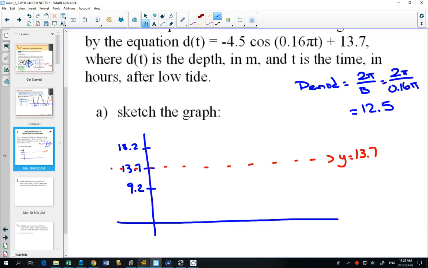So we can mark one period somewhere along our x-axis and divide it into 4 equal sections. Label those 4 equal sections. What's half of 12.5? 6.25. What's half of 6.25? 3.125. And then this one will be 9.375.